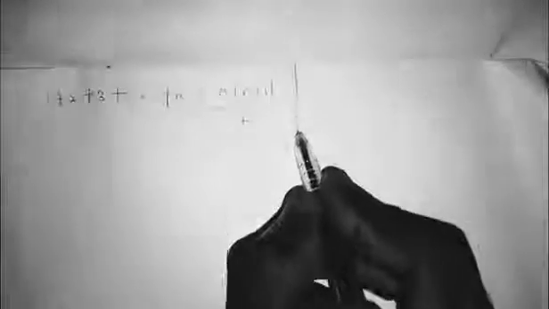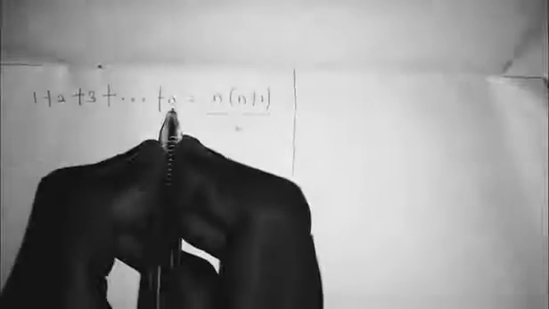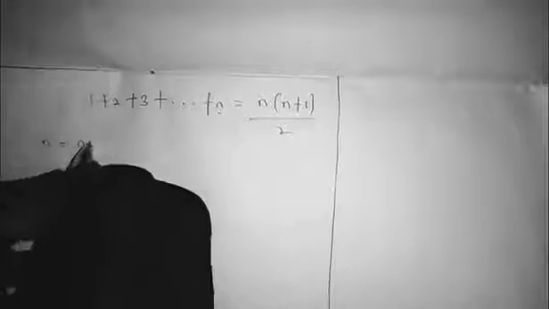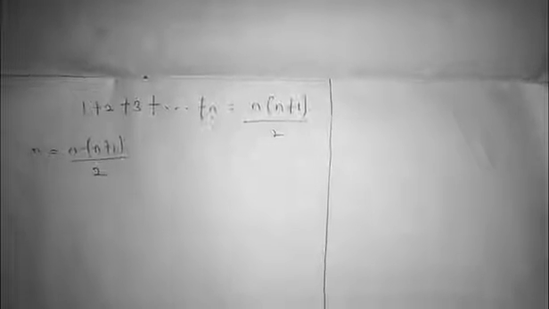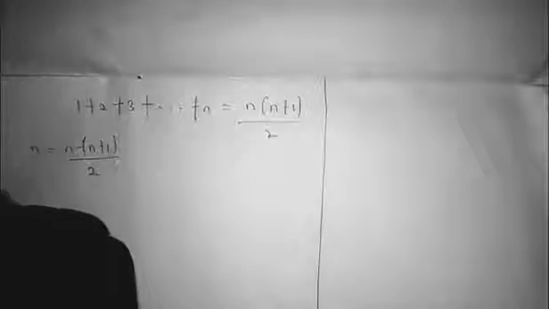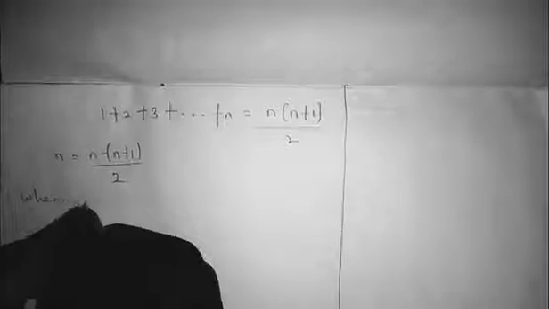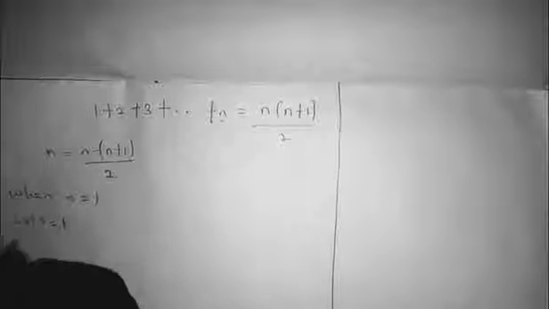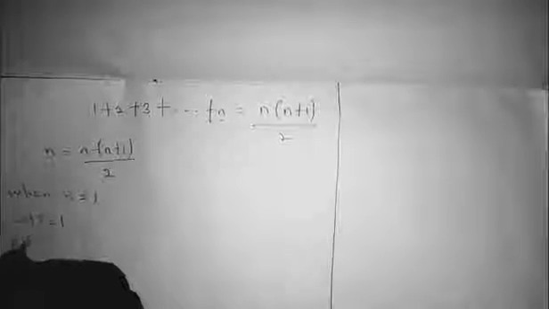Let me divide this book into 2 so it will be much easier. So don't forget you are only working with this and this. So that's n equals n open bracket n plus 1 all over 2. So when n equals 1, you will have what on the left hand side? 1. Then on the right hand side too, I must get 1.